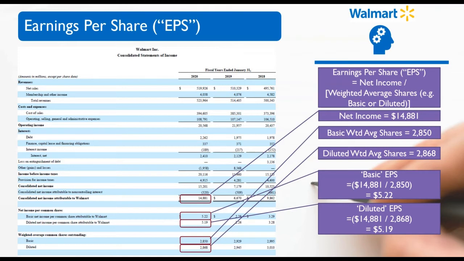So what does this mean and how does it compare to Amazon? Well, in short, this tells us that Walmart generates around $5 of earnings per share, or around 5.20. As compared to Amazon, we can see that for each outstanding common share, Amazon is actually able to generate more earnings per share as compared to Walmart.